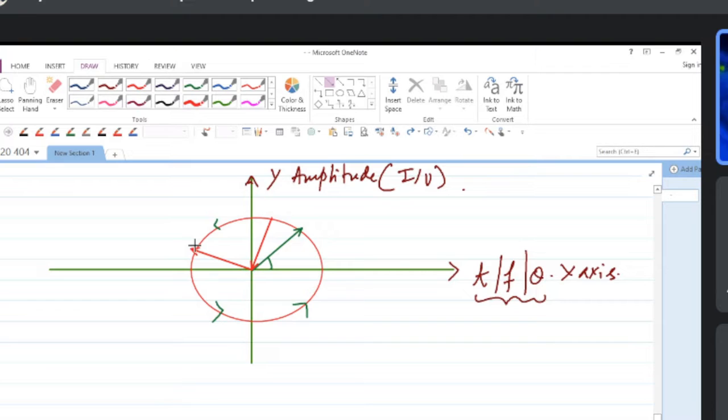It will continue finally. Where will it end up? It ends up with... So it starts from a zero angle. This is 90 degrees. This is 180. Okay. And then this is 270, then it is 360 degrees. So what do you say in one complete rotation?